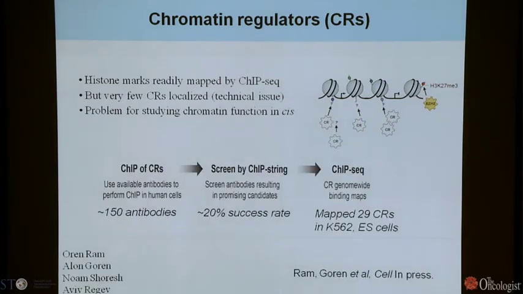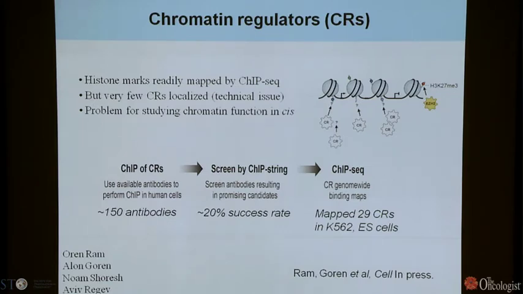So Oren Ram and Alon Goren undertook a heroic screen in the lab where they somehow coaxed out of antibody companies 150 or so antibodies to different chromatin regulators. They developed an assay called ChipString that uses this NanoString device to very cheaply and rapidly screen antibodies and conditions to try to find immunoprecipitation conditions where you can actually selectively pull up parts of the genome.